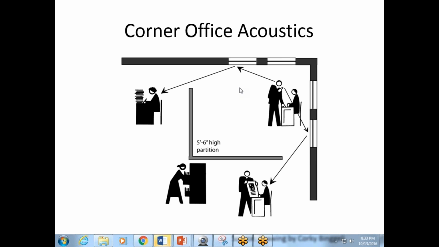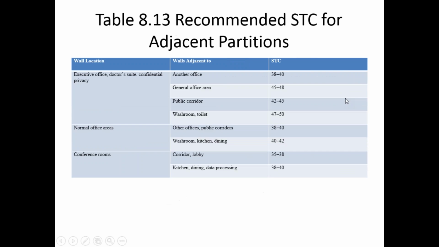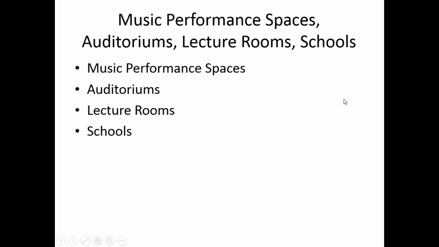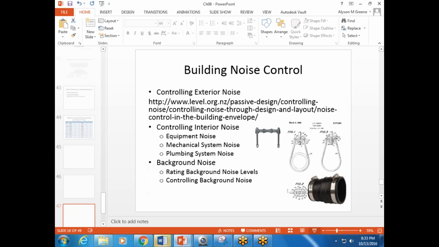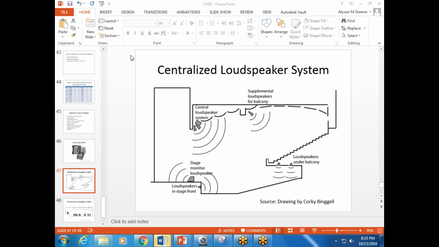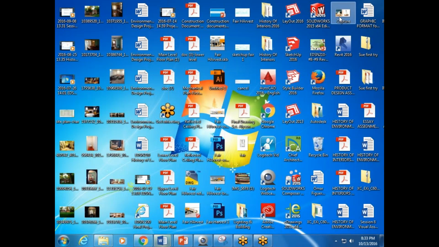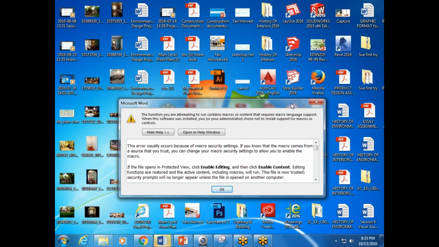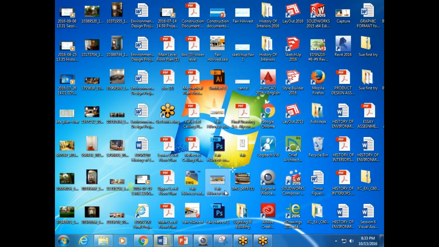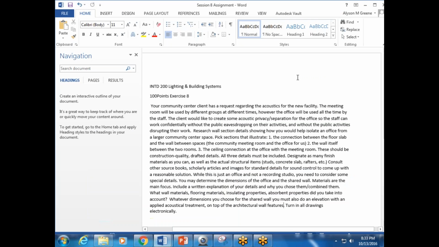There's more on corner office acoustics. And now I'm going to take a break and talk about our homework. There's not enough time in the day, guys. So let me close this for a second, and I'm going to open up our homework assignment. Okay. So it's our exercise 8.